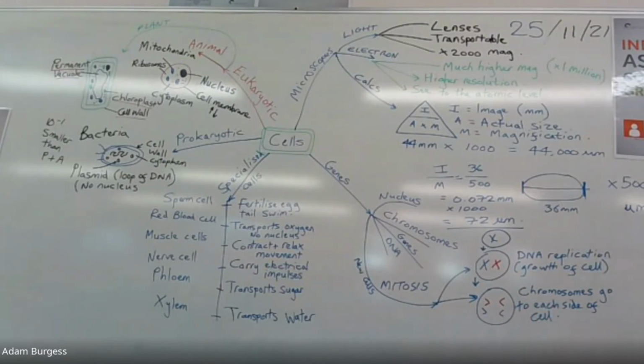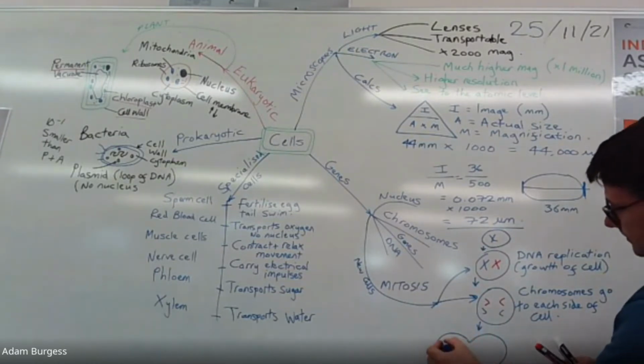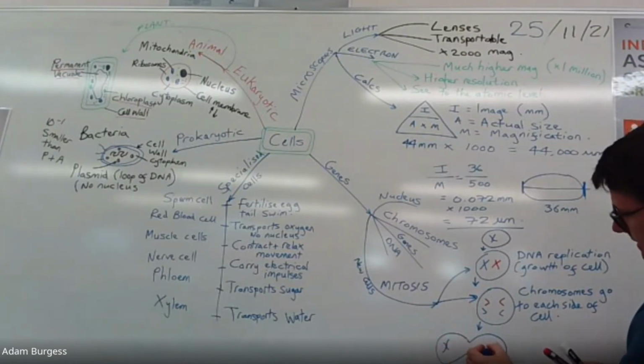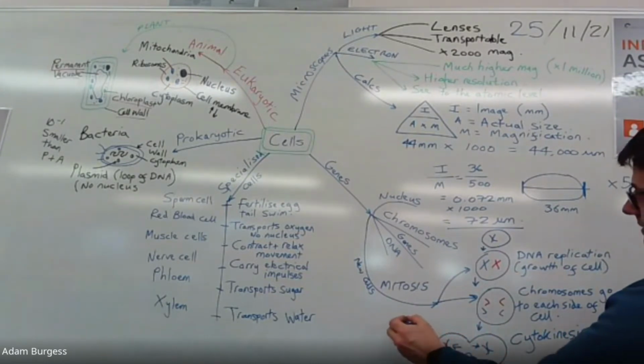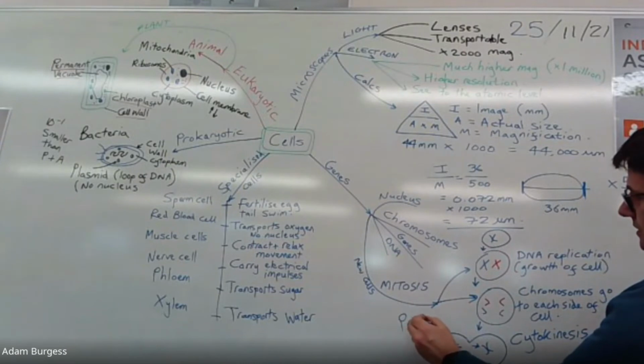Each side of the cell. There we go. And finally, what happens is that they then separate out. So you get what we call cytokinesis. Okay, so they go either way. And you get cytokinesis. So you're producing daughter cells, produce clones.